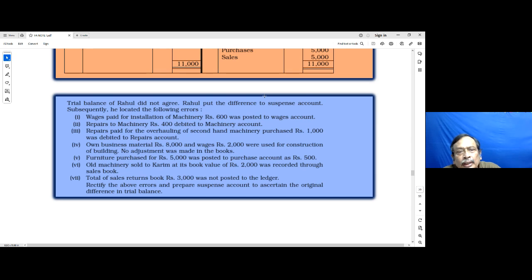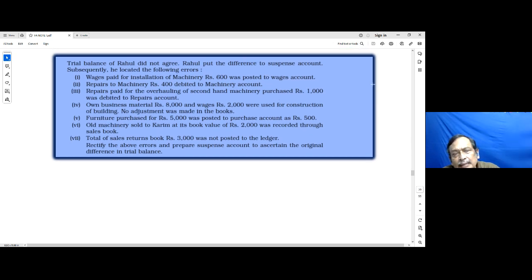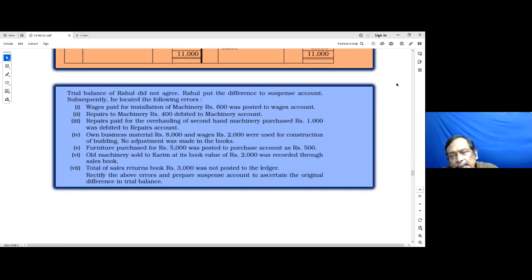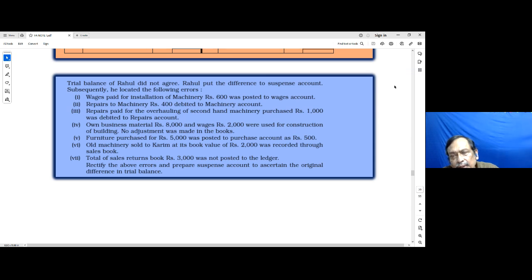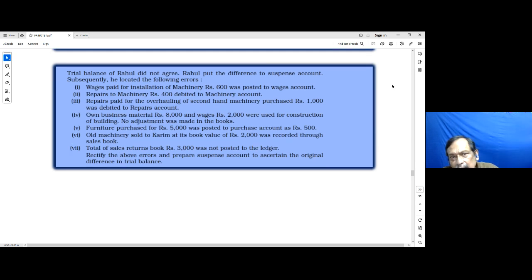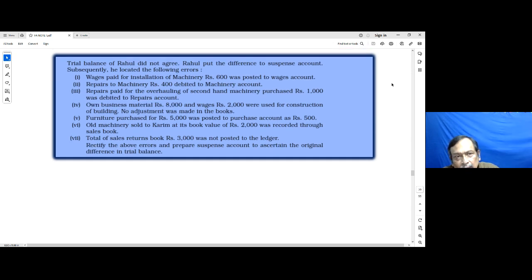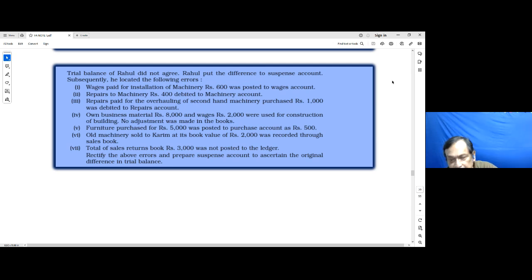Now, another question: trial balance of Rahul did not agree. Rahul put the difference to suspense account. Subsequently, he located the following errors. So just have a look, allow me 2 minutes. Please read the problem, and we'll be taking care of this problem also.